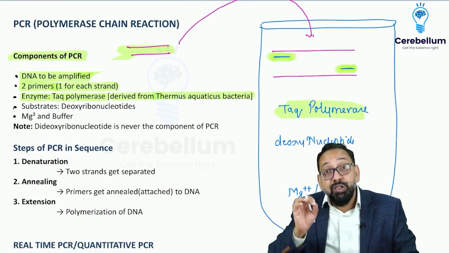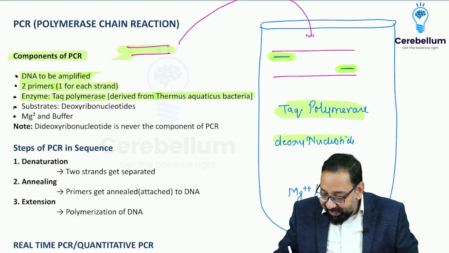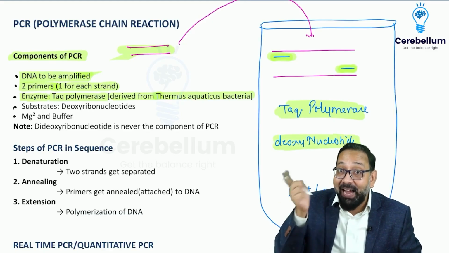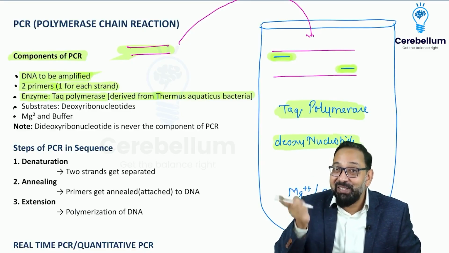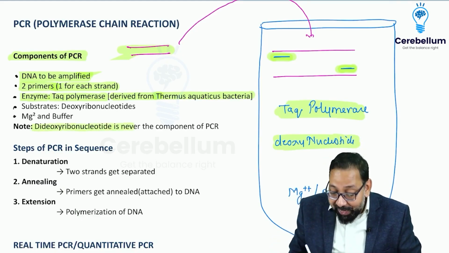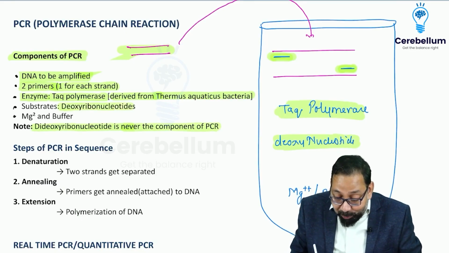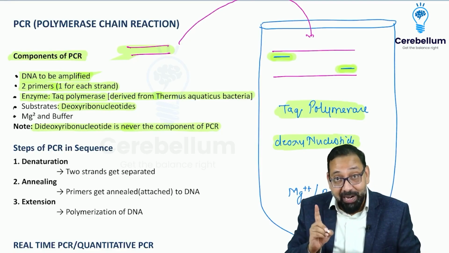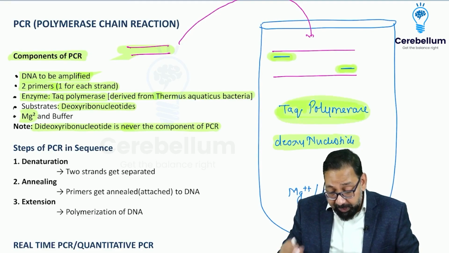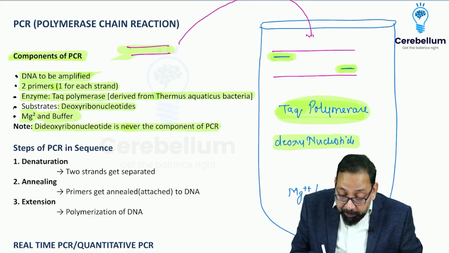Now we want to synthesize DNA, so we will add deoxynucleotides also. We add deoxynucleotide, not dideoxynucleotide. If you add dideoxynucleotide, PCR will stop, DNA synthesis will stop. So dideoxynucleotide is never a component of PCR. Substrate we add is deoxynucleotide. Other than that, we add magnesium, which is a cofactor for polymerase, and a buffer system is maintained. So these are the components of PCR.